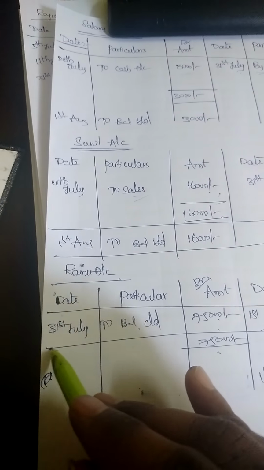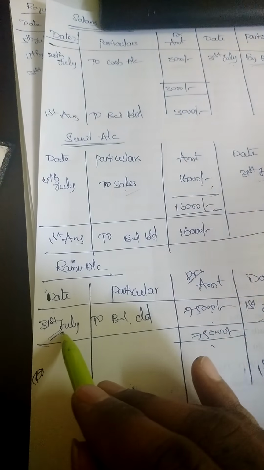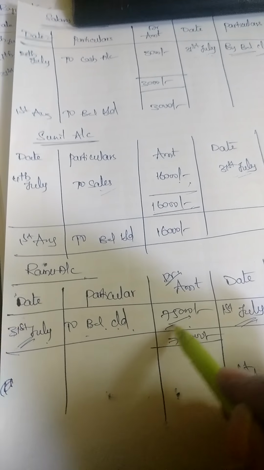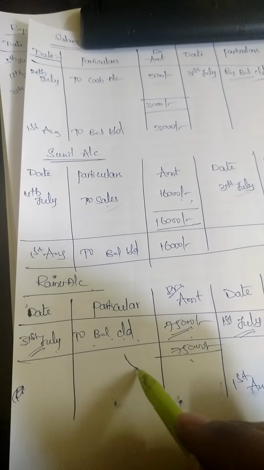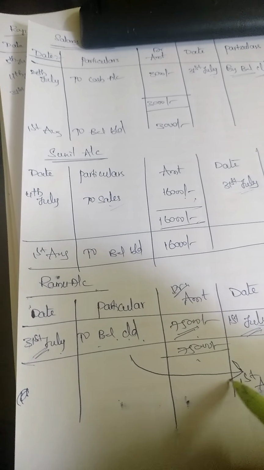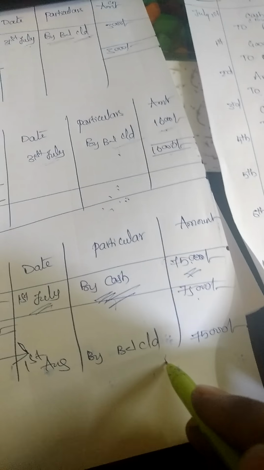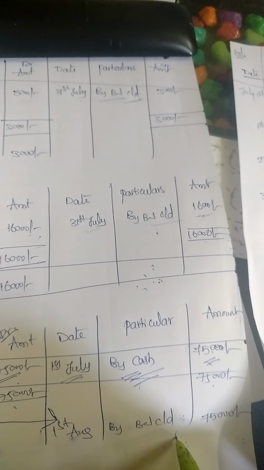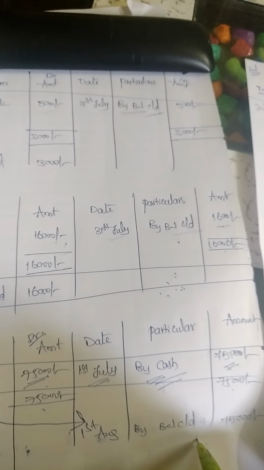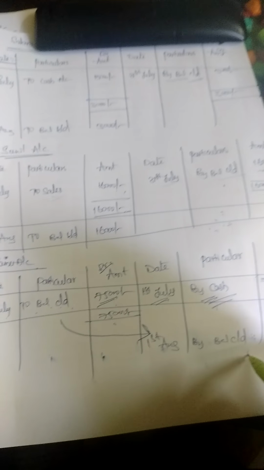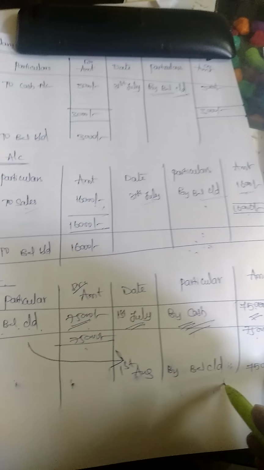That balance we have to write at the end of the month. For 31st July, to balance carried down, the amount is 75,000 rupees. The same amount we have to take for the next month's transactions like this. So now we can understand that the balance is not always under the credit side, and not always under the debit side. It depends on the situation, on the transaction we are writing the balance information.